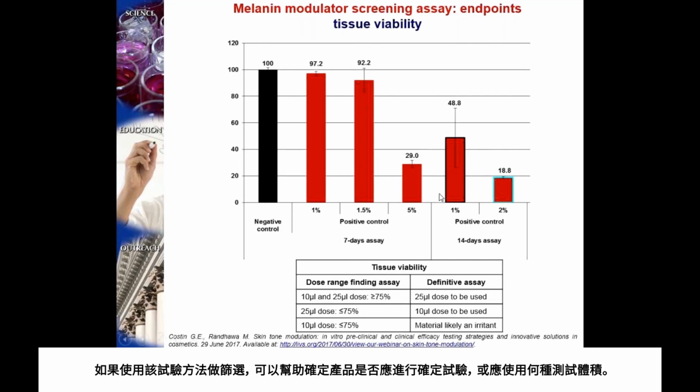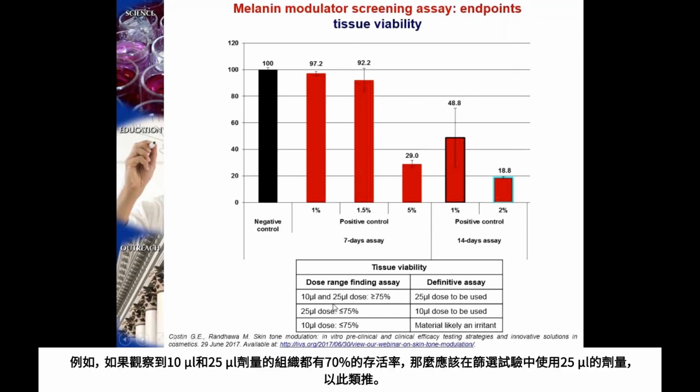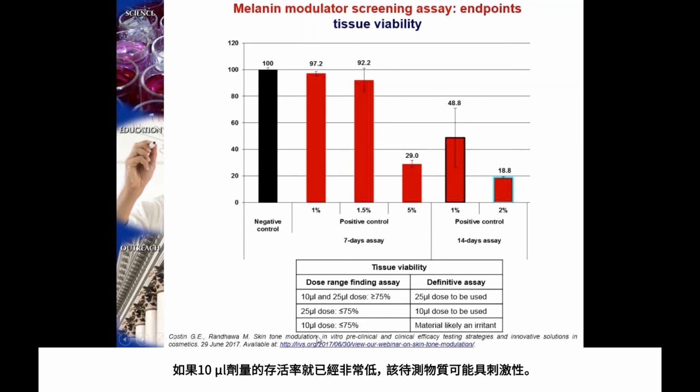So this assay, if it's used in a pre-screening manner, can help in deciding whether the product should go into a definitive assay or what volume should be used. For example, if a 70% viability of the tissues is observed for both 10 and 25 microliter dose, then the 25 microliter dose should be used in the screening assay, and so on and so forth. If the viability is really low for the 10 microliter dose, the material is likely an irritant, and its action on the melanocytes from the cytotoxicity standpoint should be further analyzed.